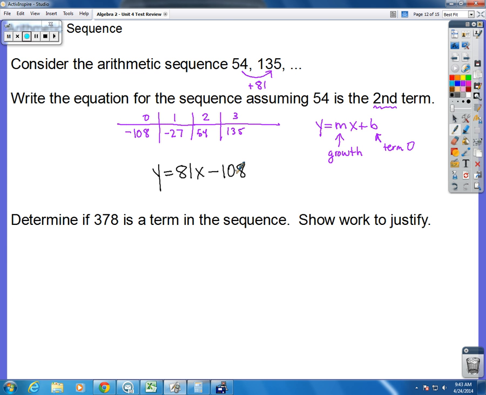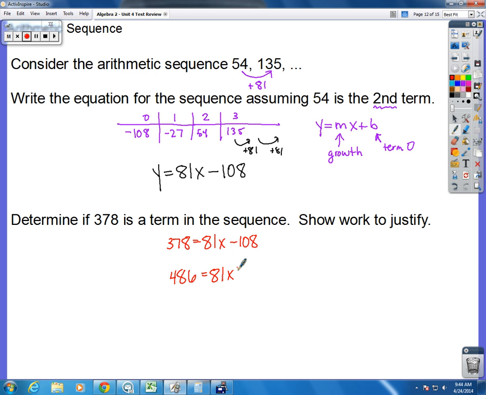Determine if 378 is a term in the sequence, show work to justify. Now you have a couple options here. You could do this algebraically, or you could just keep adding 81 and see if 378 comes up. But the mathematical way, the algebraic way, is to let this equal 378 and solve for x. Now, when we're doing that process, we're looking for something specific. We're looking for a whole number and a positive number for x.